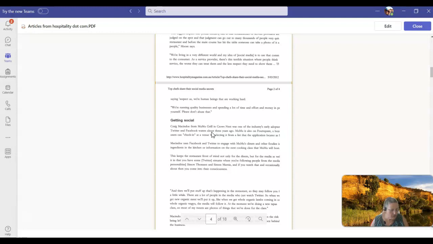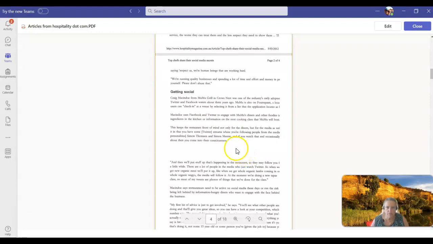When it comes to the use of social media, it is used for free advertising by a lot of businesses. So the use of social media keeps the restaurant front of mind, not only for the diners but for the media as well. If you have some Twitter streams that you're following, people from media personalities also follow, and if you watch that occasionally, then you come into their consciousness and you make it into the mainstream media, and that's a form of advertising which often can't be bought.